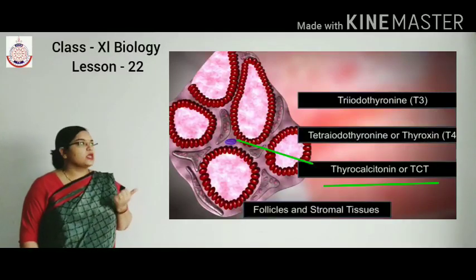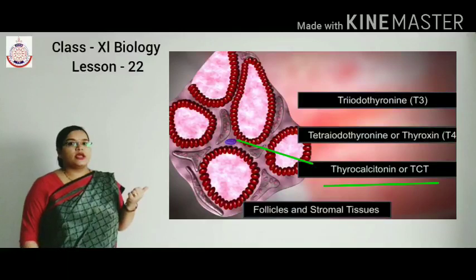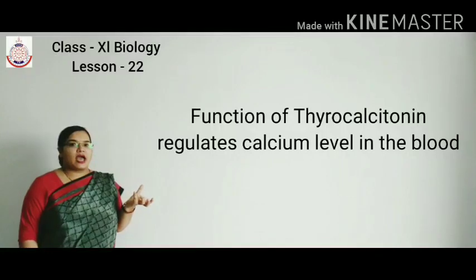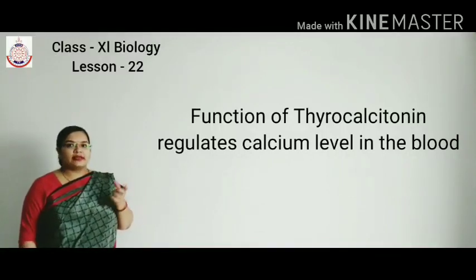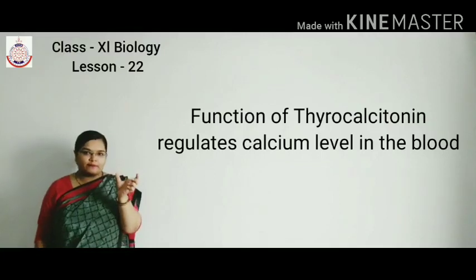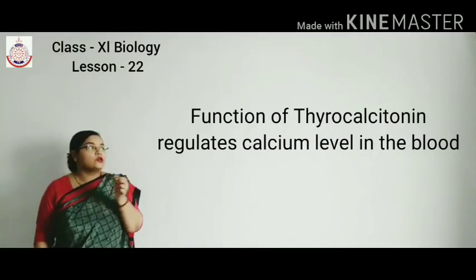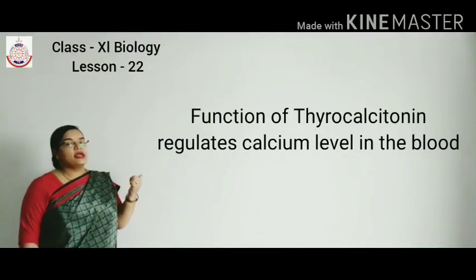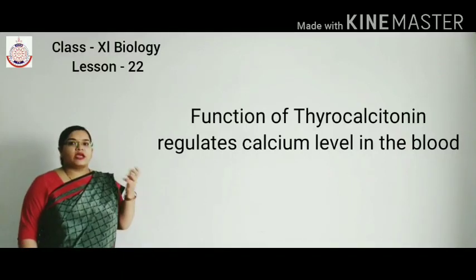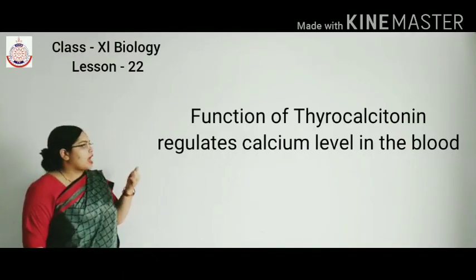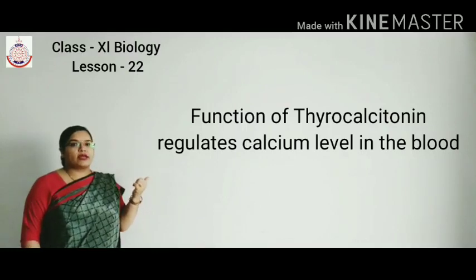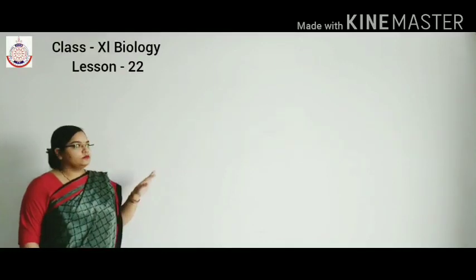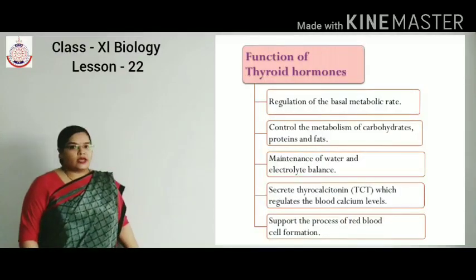What is its function? This hormone, thyrocalcitonin, regulates the level of calcium ion in the blood. I told you earlier, thyro means thyroid, calci is from calcium. So this hormone is responsible for regulating calcium ion in the blood. If there is a high level of calcium ion in the blood, then thyrocalcitonin lowers down the level of calcium ion in the blood. That's all for the thyroid gland.